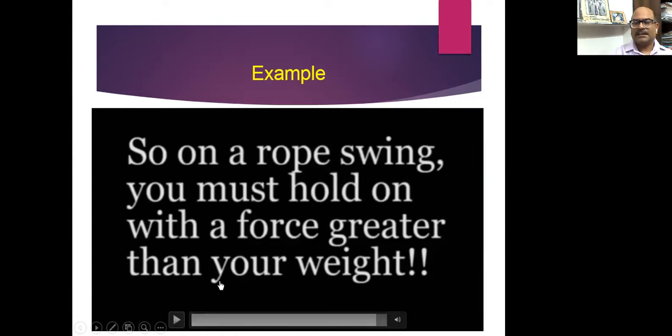So I hope all of you understand that in a vertical circular motion, where there is some tension and the weight of the object is taken care of, at the bottom there will be a tension of 3 times the weight. The object will be experiencing that much force to maintain the circular motion.